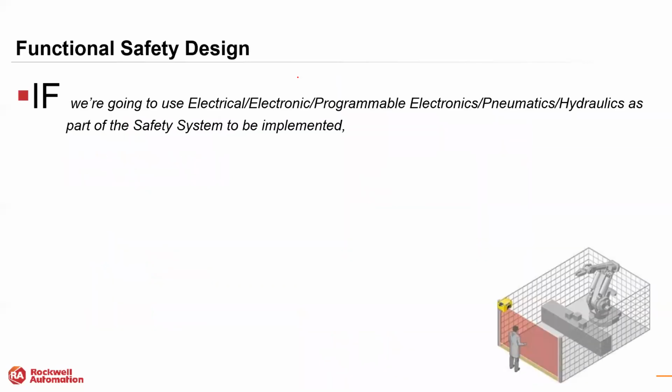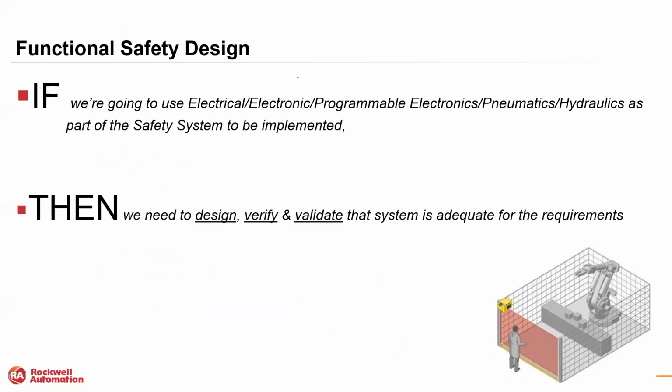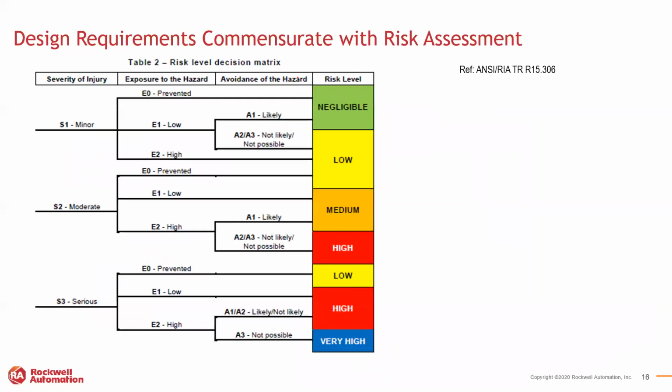Okay, so again, as controls engineers, if we're going to use electrical and electronic things, automation, functional safety, then we're responsible to design and verify and validate that system is adequate. So how we do that, we first need to remap our level of controls, safety, integrity, back to our risk. So this is an example of how to do it. This is not the law of the land. This is an example from an ANSI technical report.